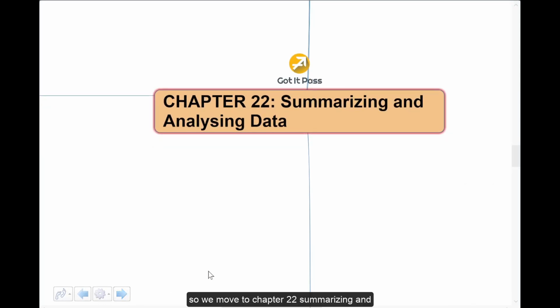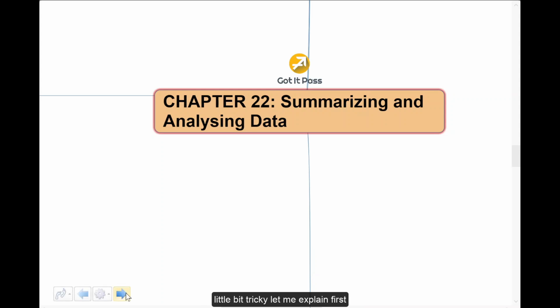So we move to chapter 22, Summarising and Analysing Data. This particular chapter falls into two parts, really. In the first instance, definitions and memorising definitions. And in the second instance, some slightly complicated formulas that we're provided with in the exam, but we need to practice using. They're a little bit tricky.